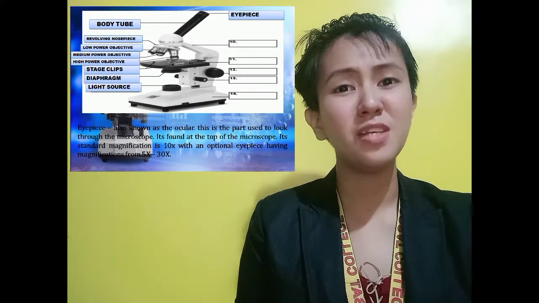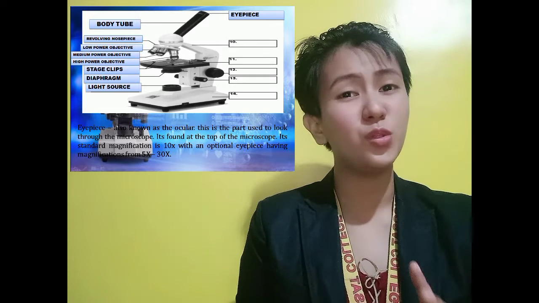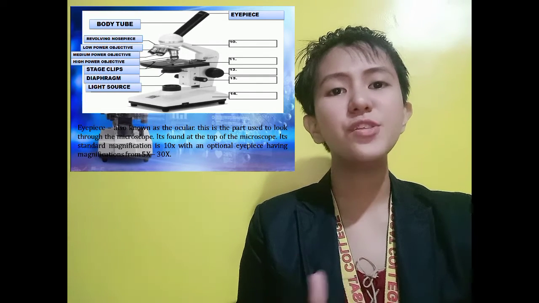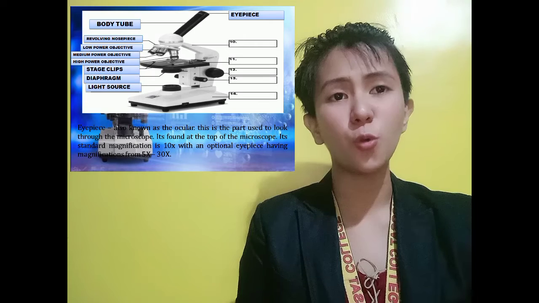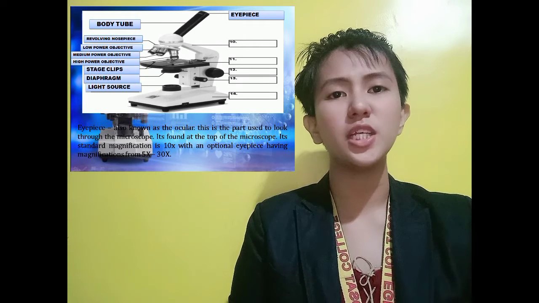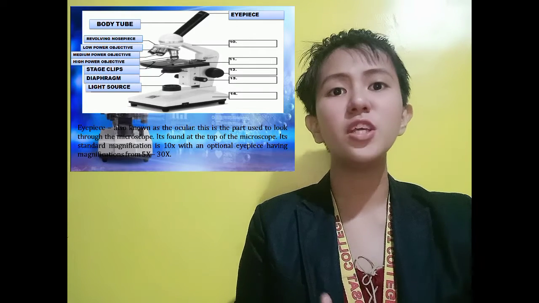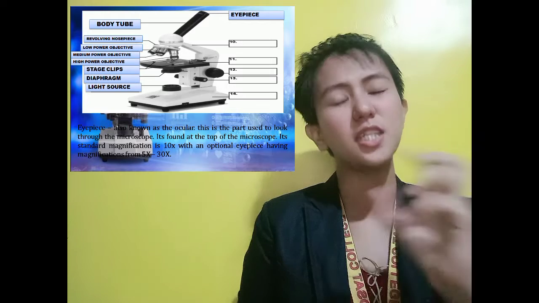So, the eyepiece, also known as the ocular, is a part used to look through the microscope. It is found at the top of the microscope. Its standard magnification is 10 times, with optional eyepieces having magnification from 5 times to 30 times.